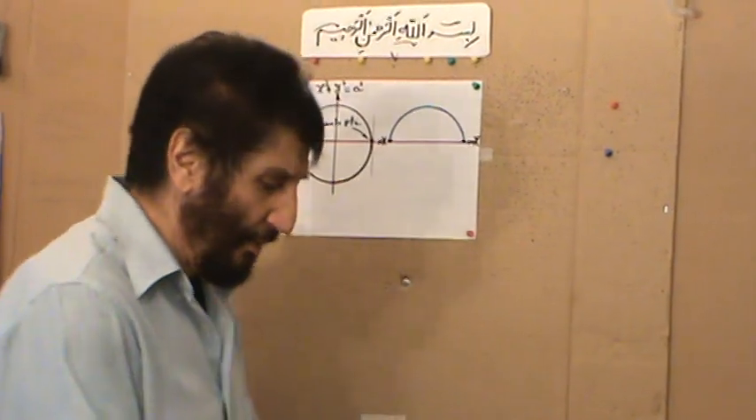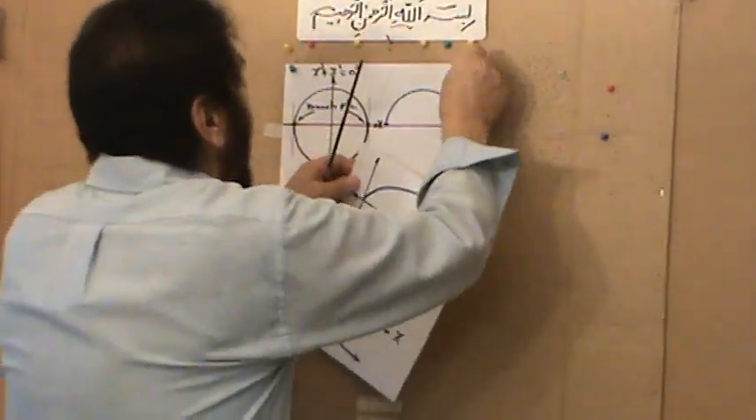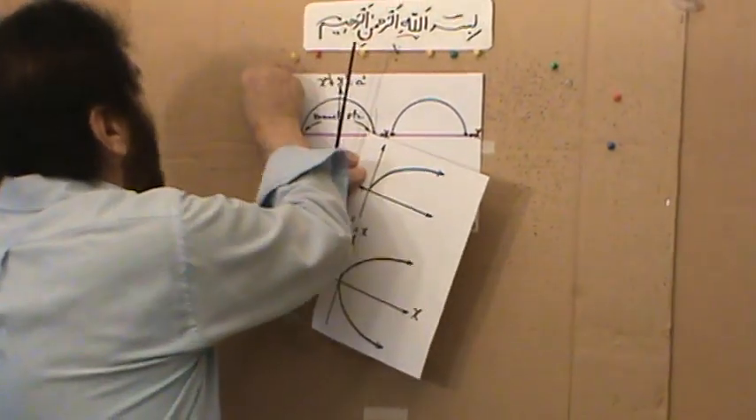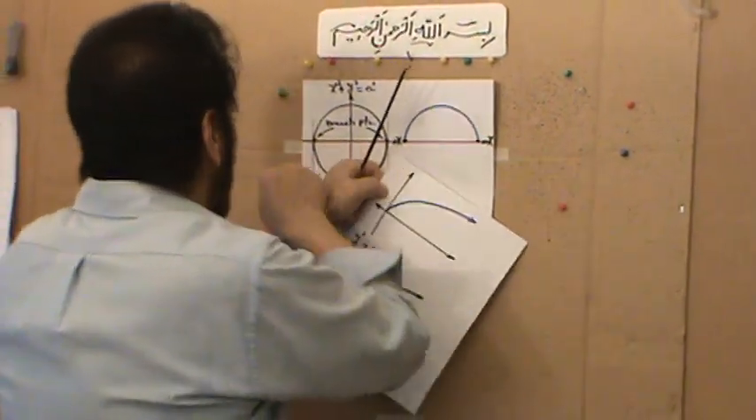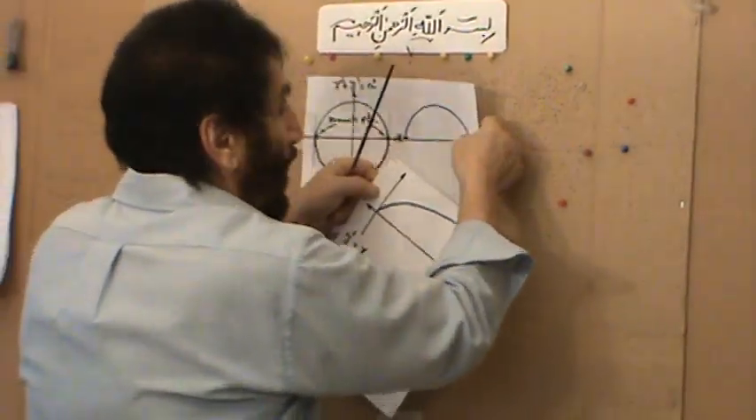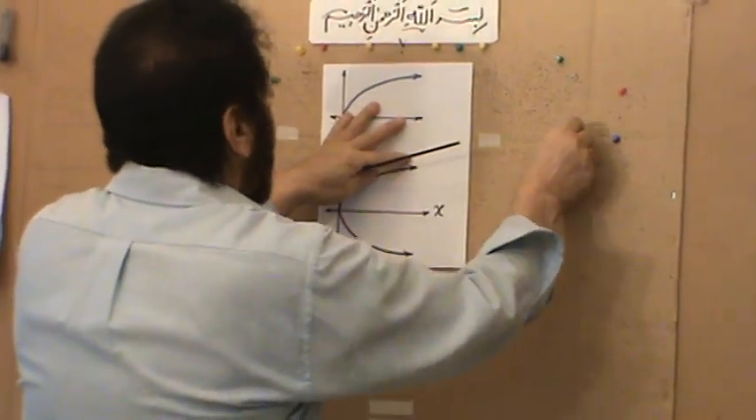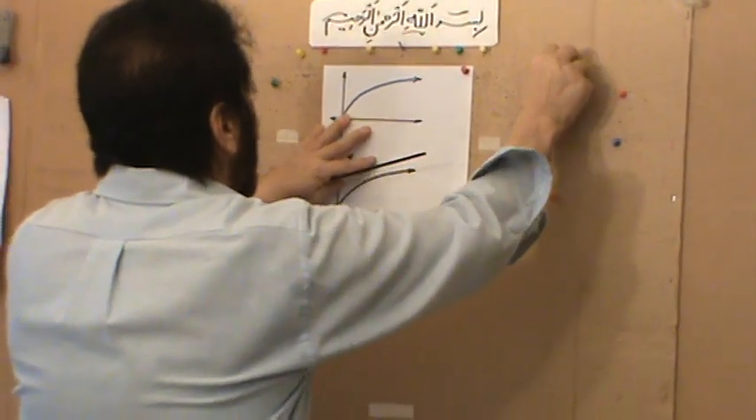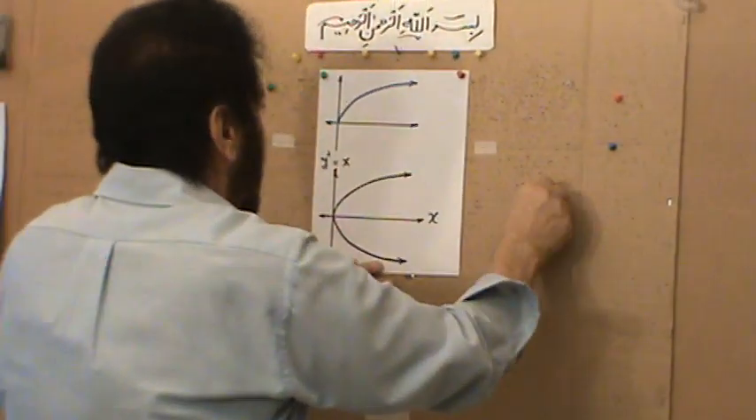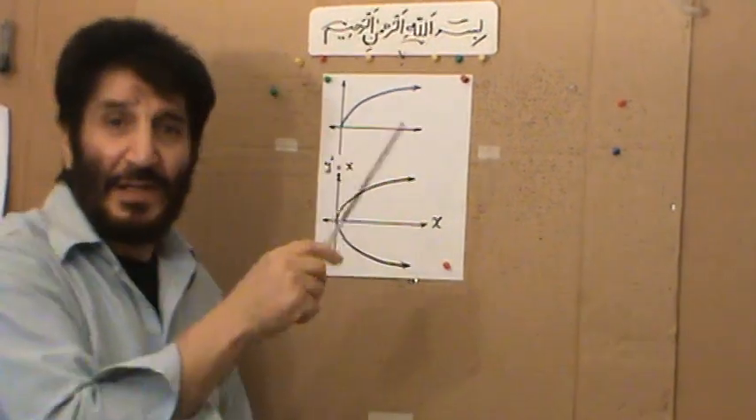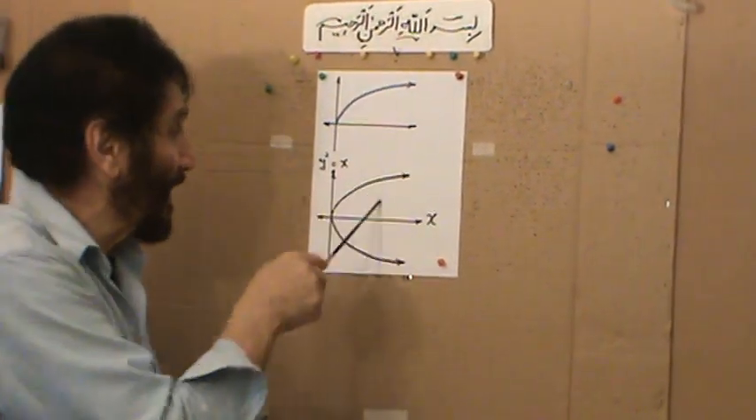Now let me, just for the sake of the discussion, also put the parabola, the y squared equal to x parabola. Now the y squared equal to x parabola, as you know, the relation is not a function because geometrically the vertical line fails, as you can see that.